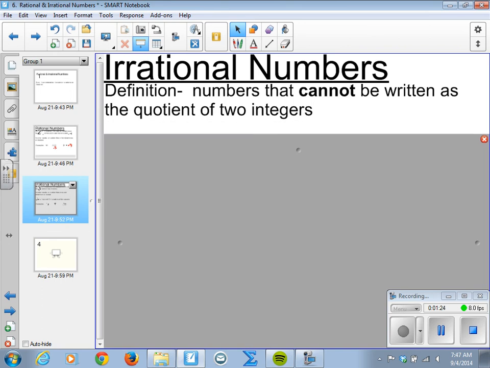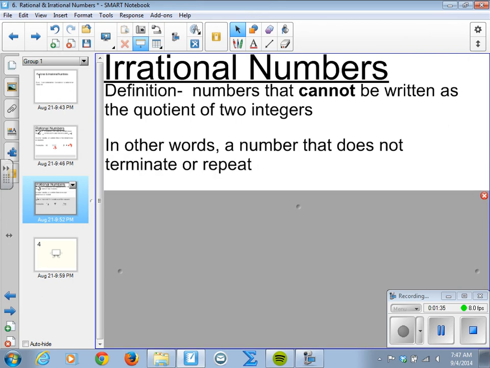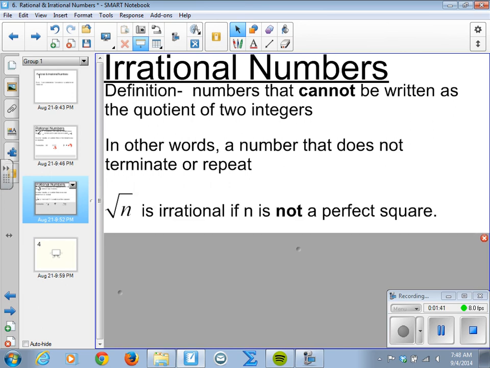An irrational number is a number that cannot be written as the quotient of two integers. So it can't be a fraction. This is a number that does not terminate and does not repeat. And a good clue, a pretty common irrational number.